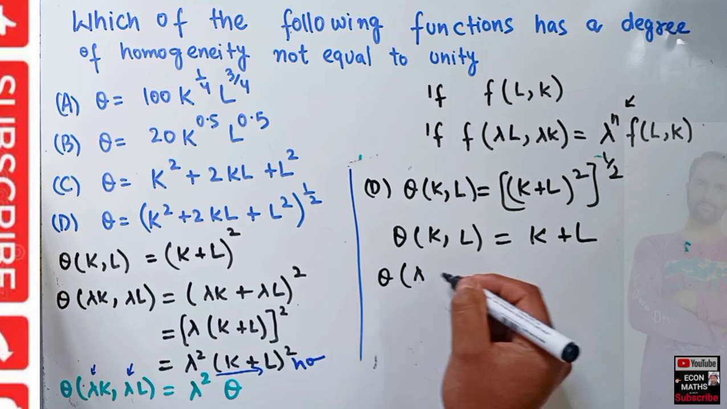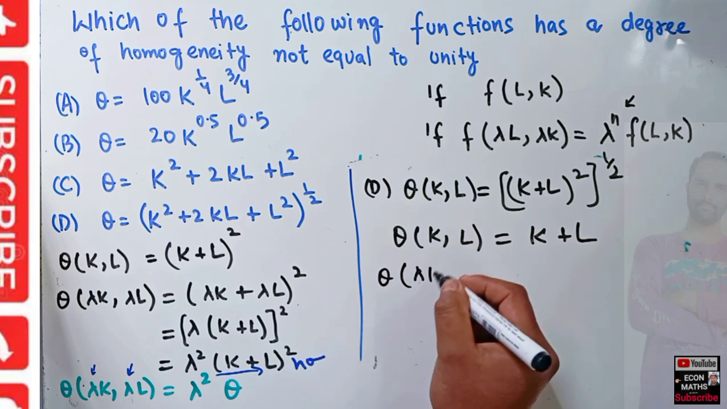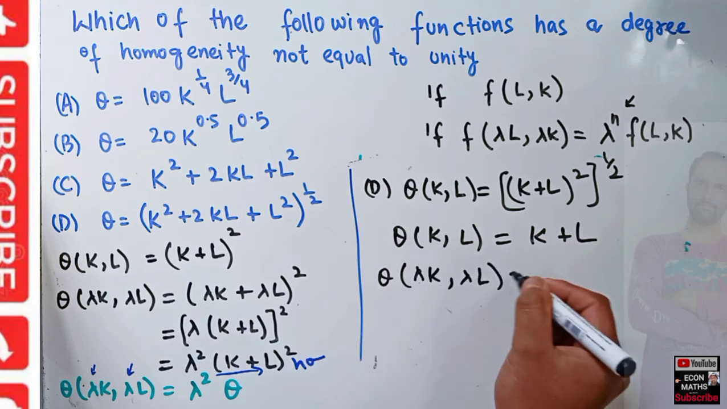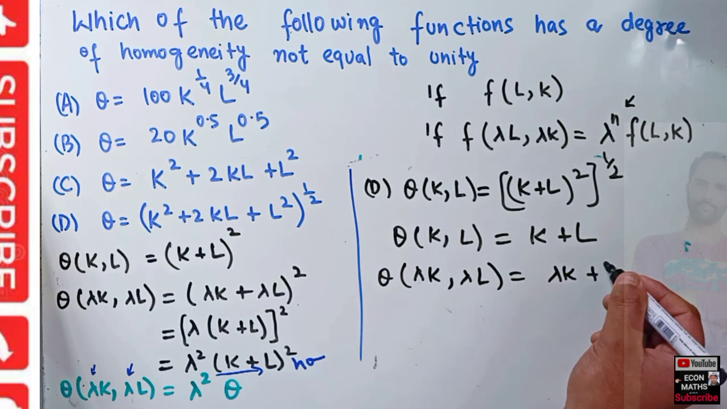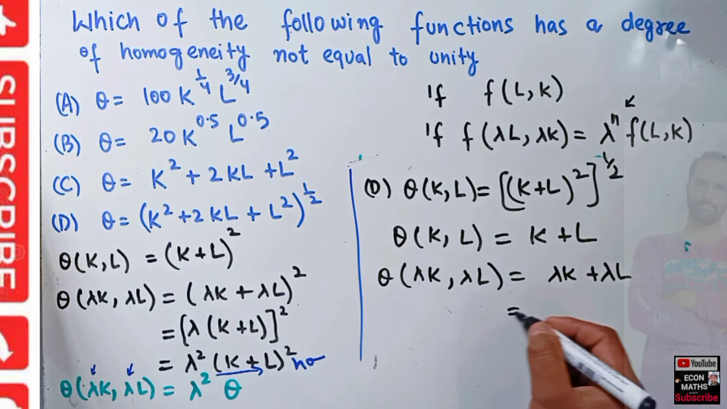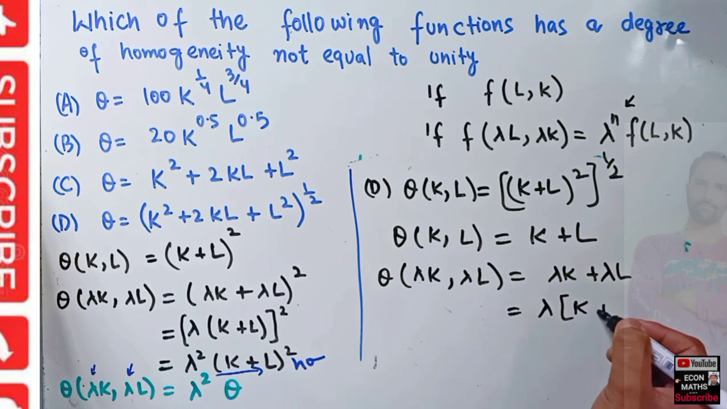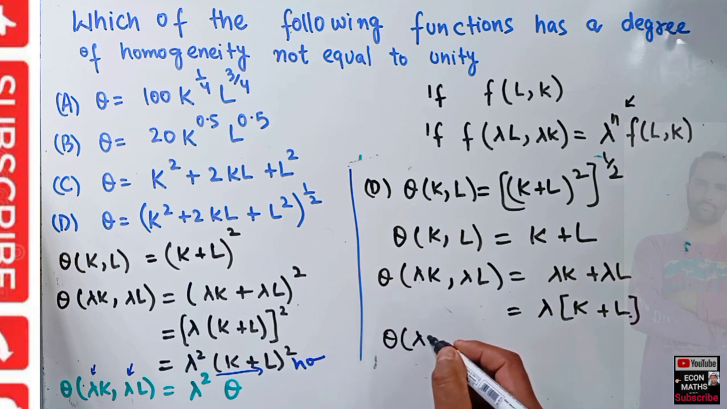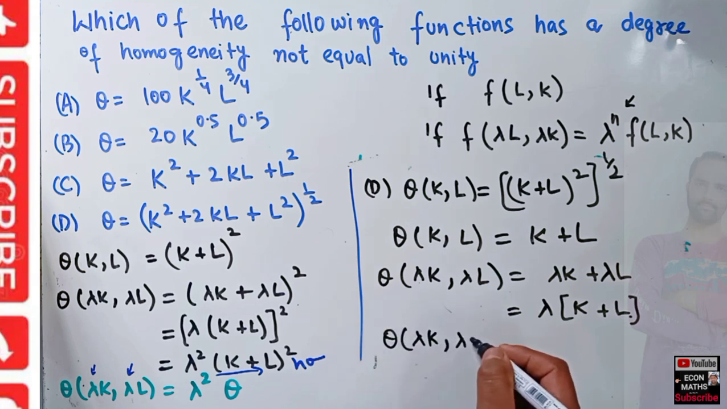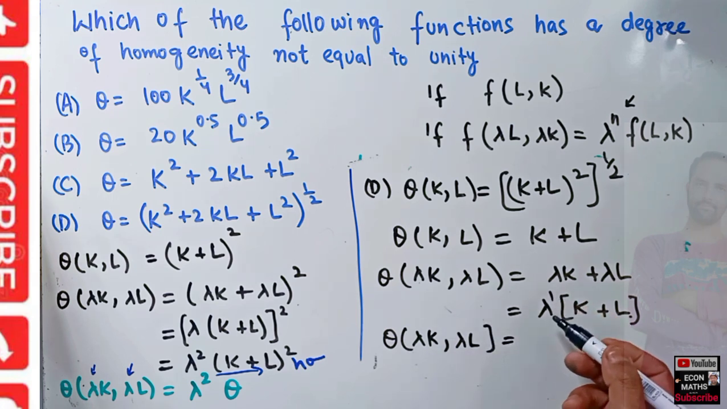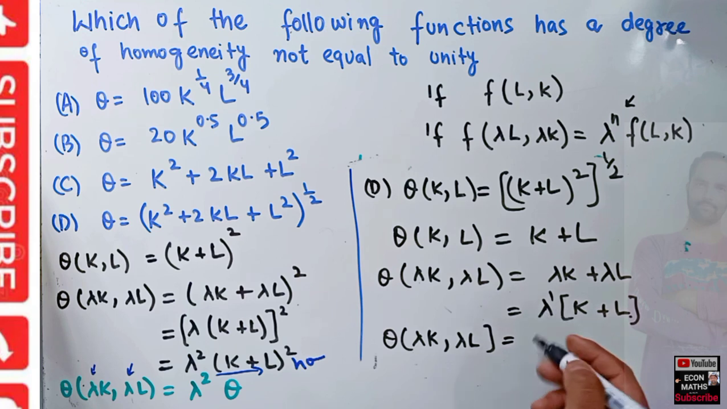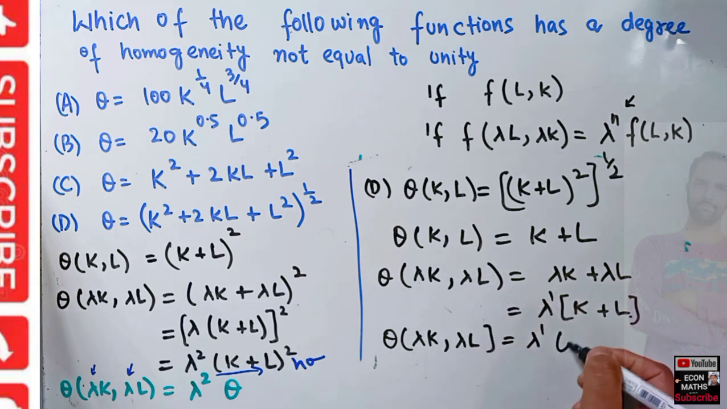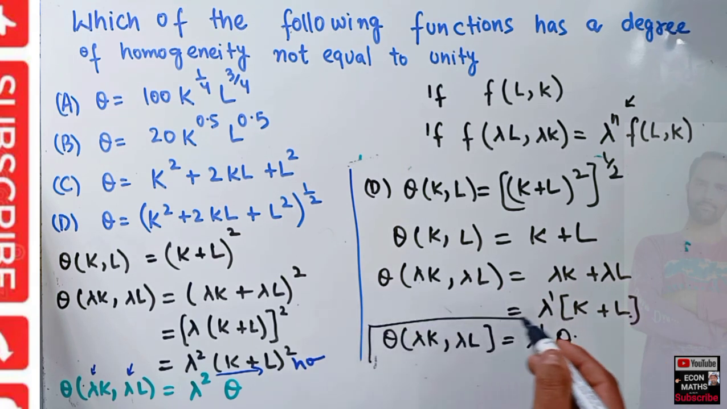Let's multiply each input factor by lambda. So we have here lambda K plus lambda L, which comes out to be, taking lambda common, lambda times (K plus L). Again you can see that when each factor was multiplied by lambda, the output got multiplied by the same factor, that is by lambda. So here we got lambda raised to the power 1 times (K plus L), which is equal to lambda Q. So this last function is also of degree 1.